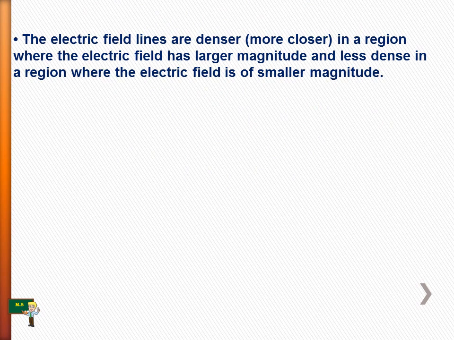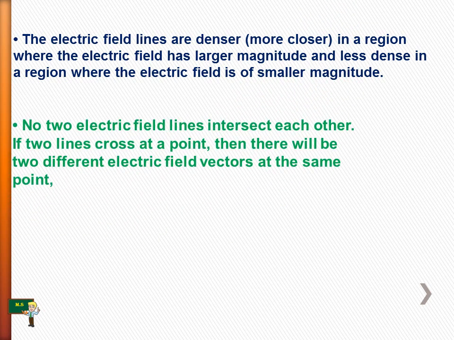The electric field lines are denser, that means closer together, in a region where the electric field has a large magnitude, and less dense in the region where the electric field is of smaller magnitude. So whether the lines are denser or less dense depends upon the magnitude.